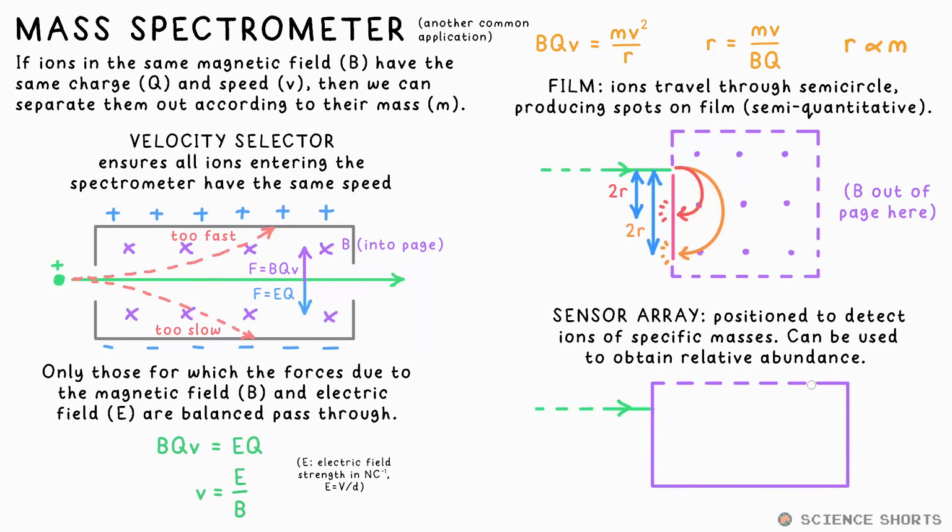The posher version, though, employs an array of detectors placed at different positions. Which one a particle hits depends on its mass. Of course, these can measure individual particles, so give accurate data on relative abundance of particles in a substance, for example.